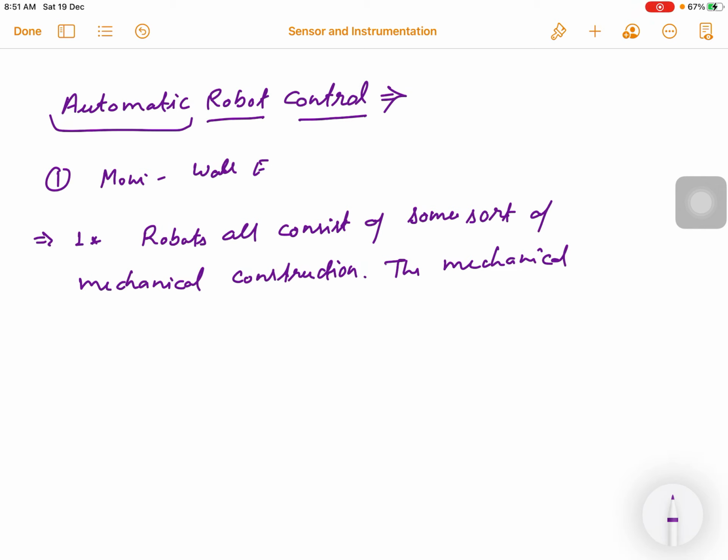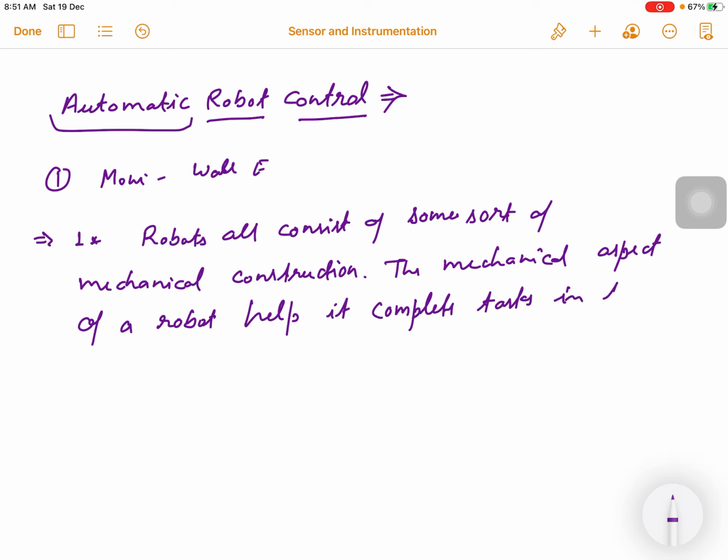So, the mechanical aspect of a robot helps it complete a task in the environment for which it is designed. For a particular task, whatever the particular task they have designed, they have to perform these mechanical tasks. Now, second point, robots need electrical components that control and power the machinery.